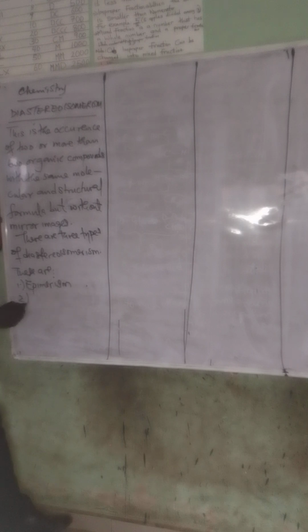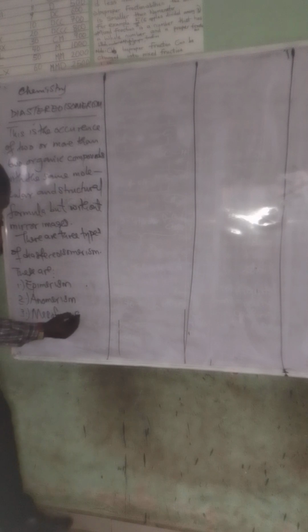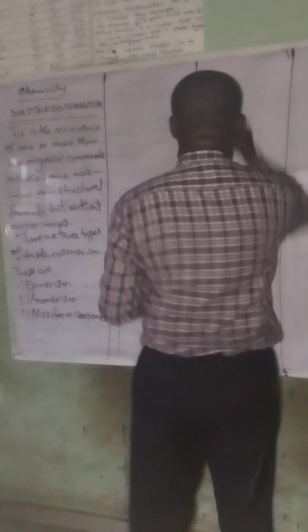Now, there are three types of diastereoisomerism. One, we have epimerism. Two, we have anomerism. And three, we have meso form compounds. Now let's look at the first one, epimerism.